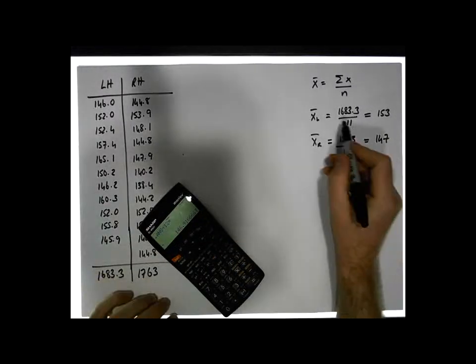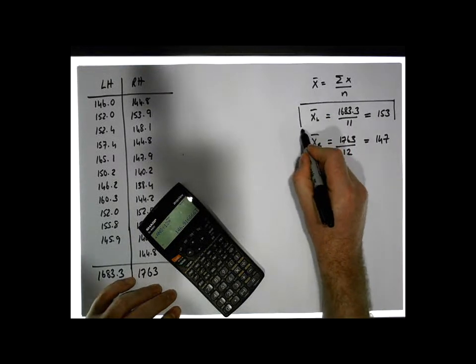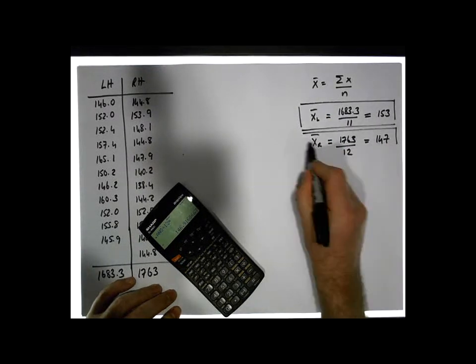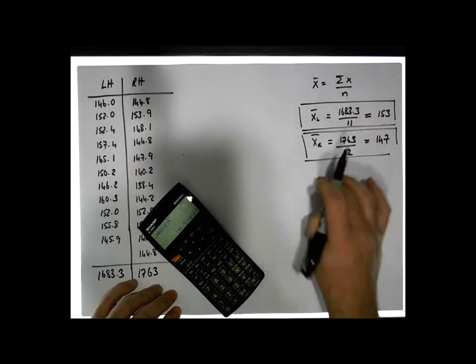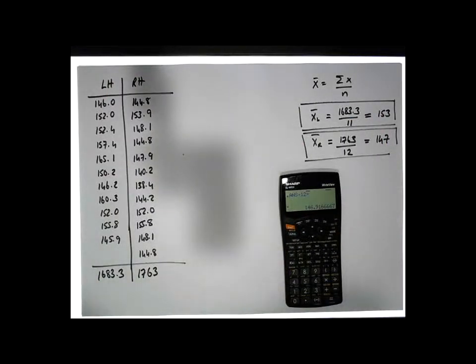Now we have the two mean values, which is good because we're going to need these later on when it comes to the independent samples t-test. So there's our two sample means for these two samples that have been randomly selected from some population, a population of golfers.